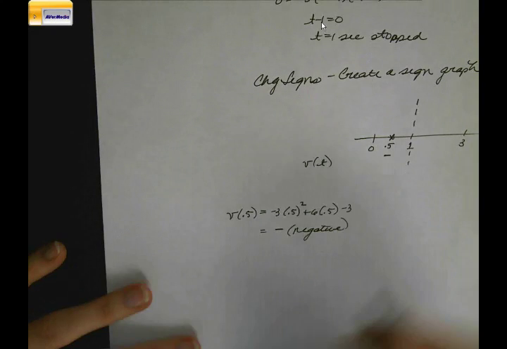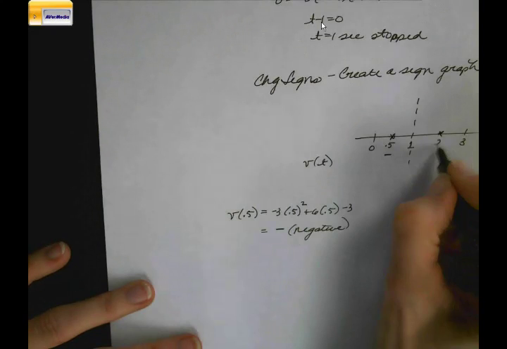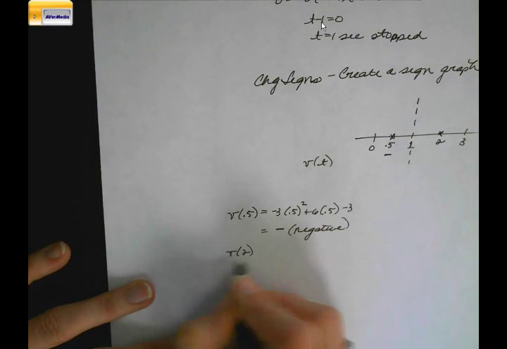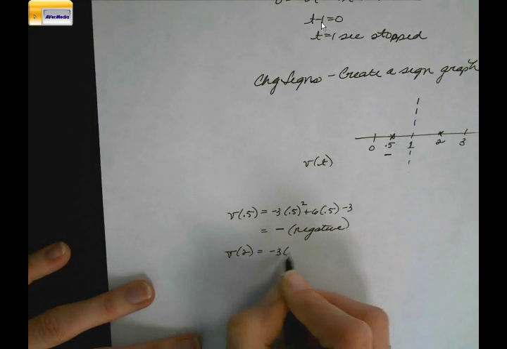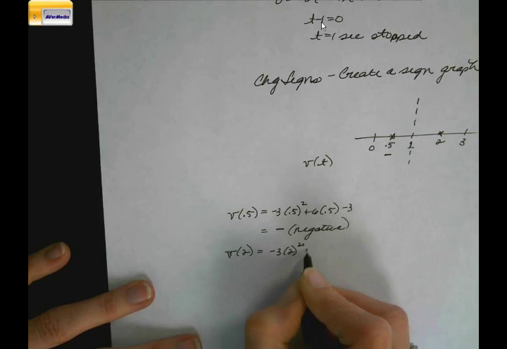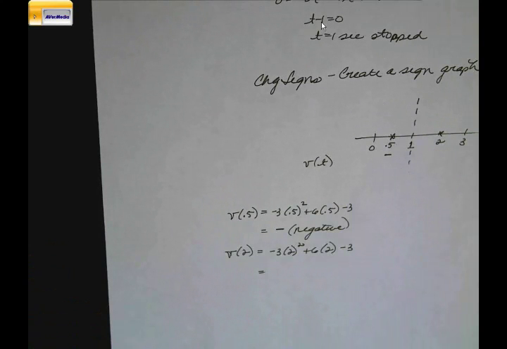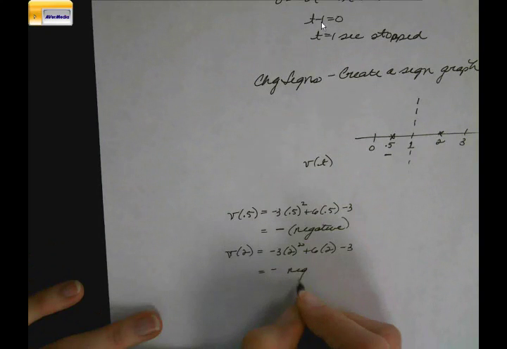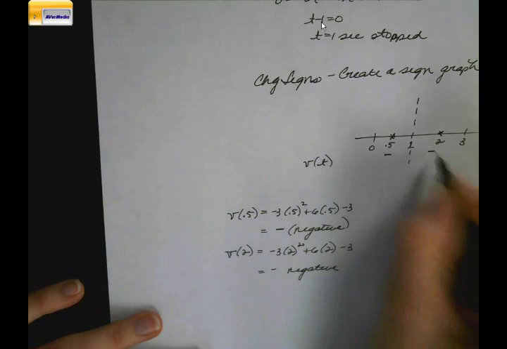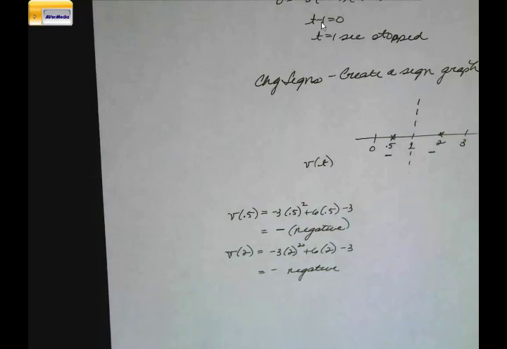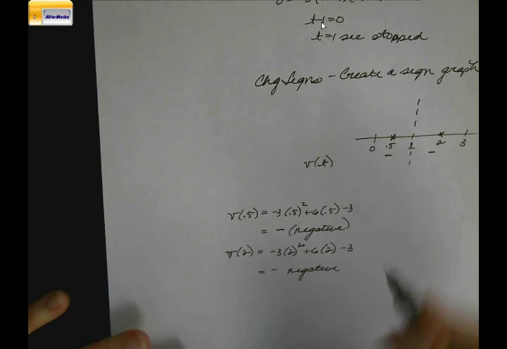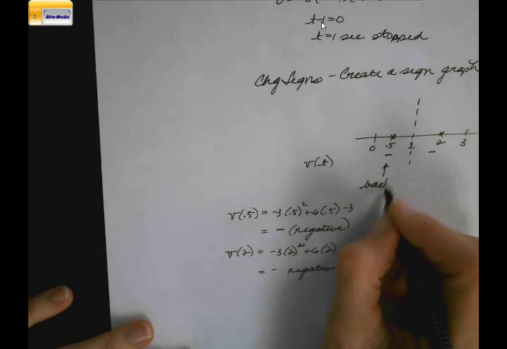Okay, so let's pick another test point between 1 and 3. Suppose we pick 2. What is the velocity at 2 seconds? Well, this is negative 3 times 2 squared plus 6 times 2 minus 3, which is negative 3 times 4, which is negative 12, plus 12 minus 3. That's negative again, right? So it remains negative. So it was going in the leftward direction, it stopped, and then it kept going leftward. So it did not reverse direction. Always left, or backwards.